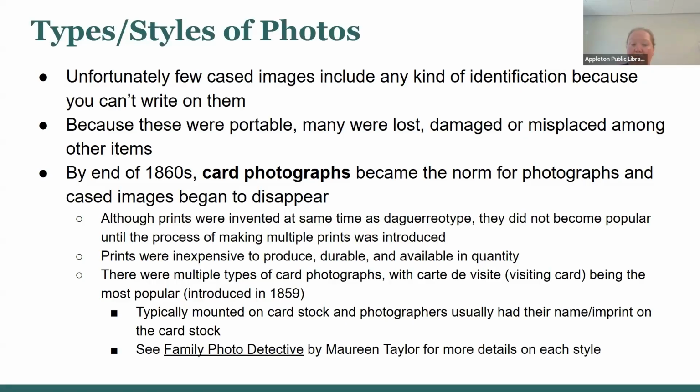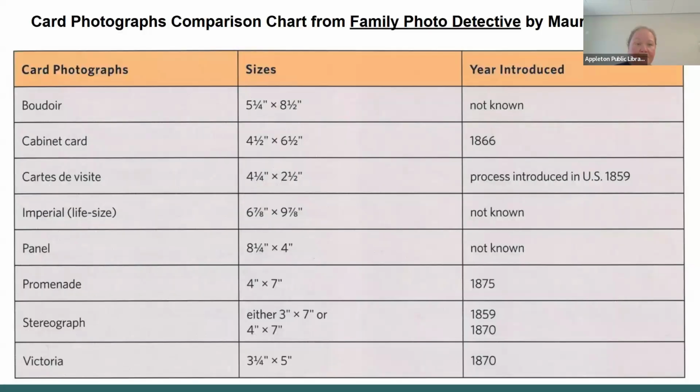There's a really great book by Maureen Taylor called The Family Photo Detective that has a lot of super great details, more than what I can cover in this whole session, about all the different types and styles of photos. So I definitely encourage you to check that out. Here's just a quick snapshot of all the different types of card photographs. You can see there's cabinet cards, there's panel cards, there's stereographs. And they're all different sizes, with different years that they were produced. So based on what it is, it could help you narrow down that time period. And again, she goes into a lot more detail on each of these in her book.